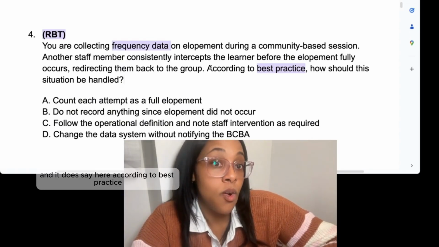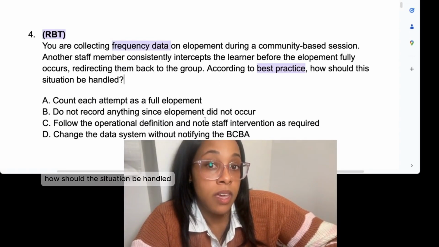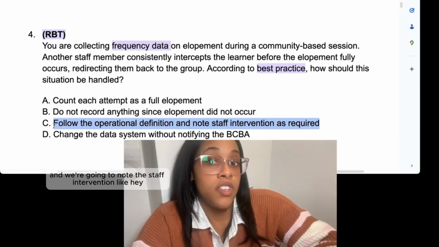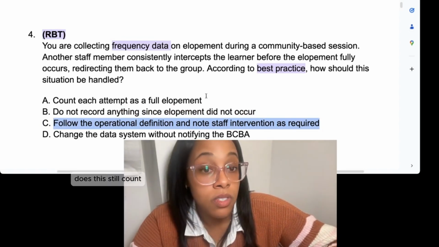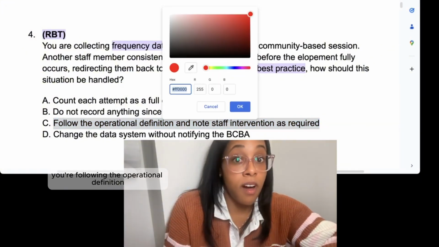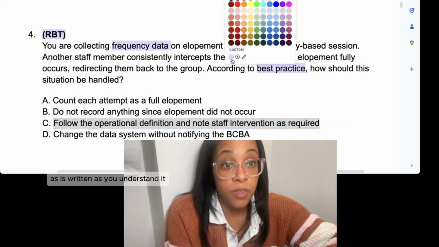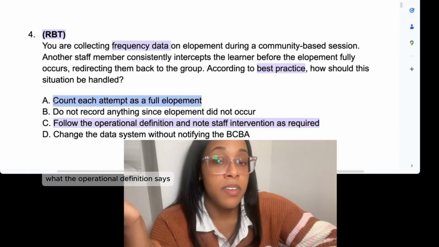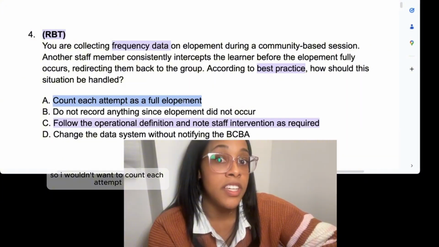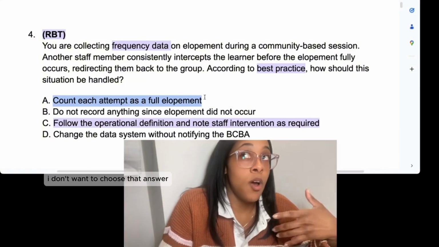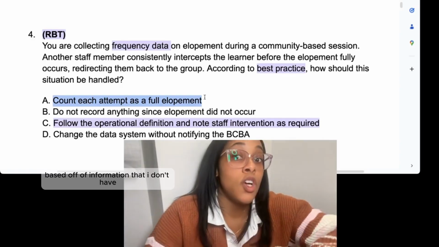And it does say here, according to best practice, how should the situation be handled? Now, we're following the operational definition, and we're going to note the staff intervention. Like, hey, does this still count? Like asking them, you're not taking it upon yourself. You're following the operational definition as is written, as you understand it. Because it doesn't tell us what the operational definition says. So I wouldn't want to count each attempt as full elopement because I don't have the operational definition. I don't want to choose that answer based off of information that I don't have.